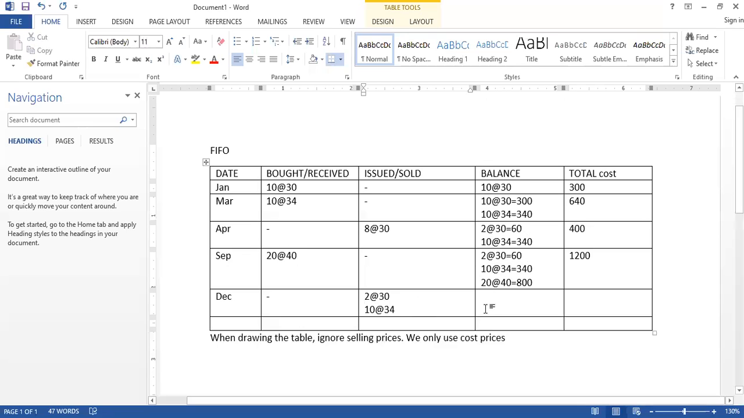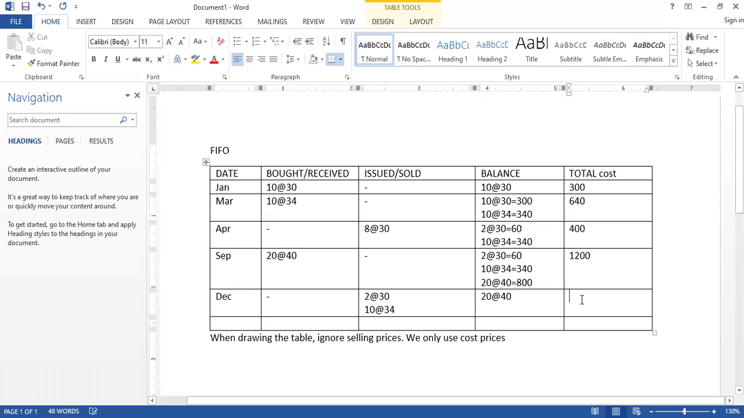So what will be our new balance? So the first one is out, and the second one is out. So we'll only be remaining with how much? 20 units at the price of 40.